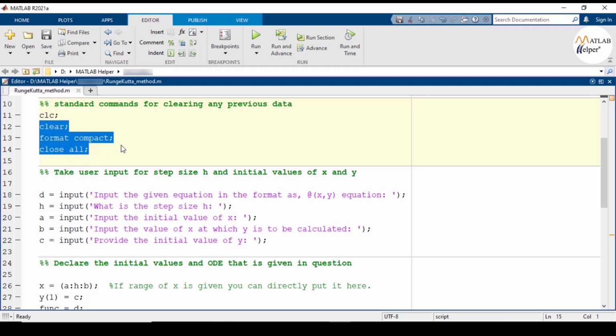So starting with some basic commands. These are all the standard commands used to remove any previous data. Moving on to the next section.